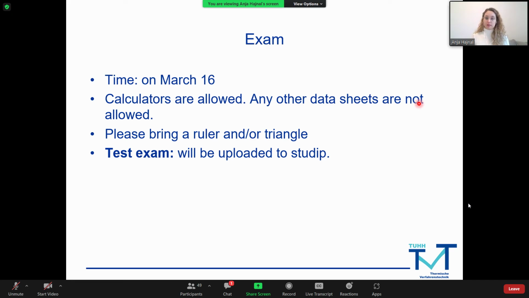We will upload a test exam to StudIP, and there will be a special consultation hour dedicated to exam preparation later, when the exam comes a bit closer. Of course, before that, we can always schedule a consultation per email, or you can always write to me. But there will be one official one where you will all be notified, for us to see the exam solution. I just don't know when, but I will send an email.